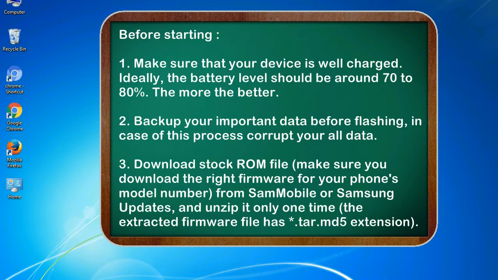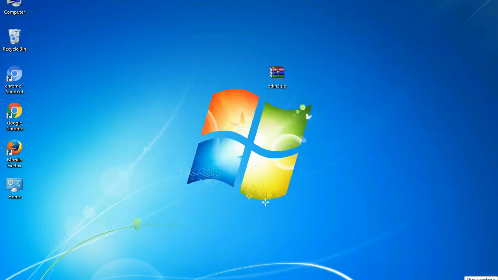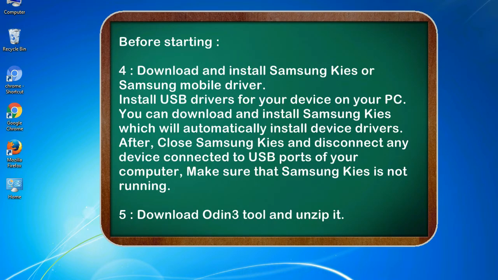3. Download stock ROM file. Make sure you download the right firmware for your phone's model number from SamMobile or Samsung Updates, and unzip it only one time. The extracted firmware file has a *.tar.md5 extension.